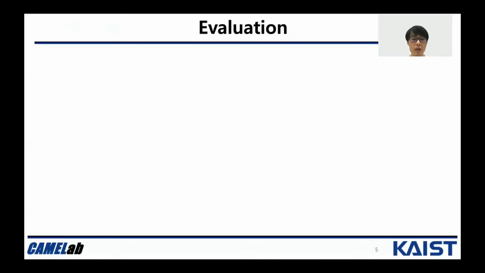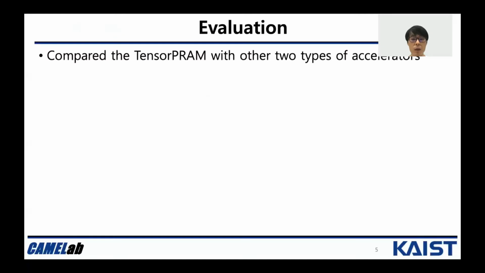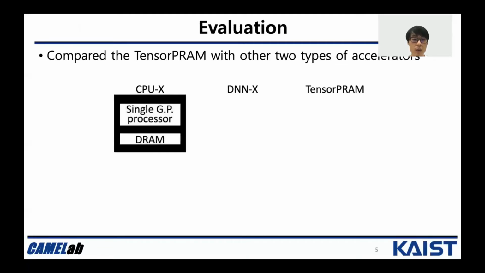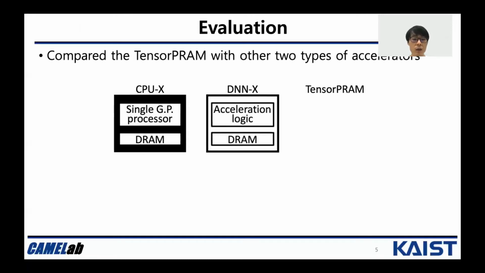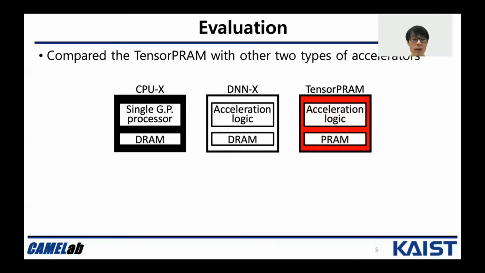For evaluation of the TensorPRAM, we compare the TensorPRAM with two other types of accelerators, CPU-X and DNN-X. CPU-X uses a single-core general-purpose processor with DRAMs, and DNN-X uses DNN acceleration logic with DRAMs, and the TensorPRAM uses DNN acceleration logic with PRAMs. We use MLP, multi-layer perceptrons, as the evaluation workload.